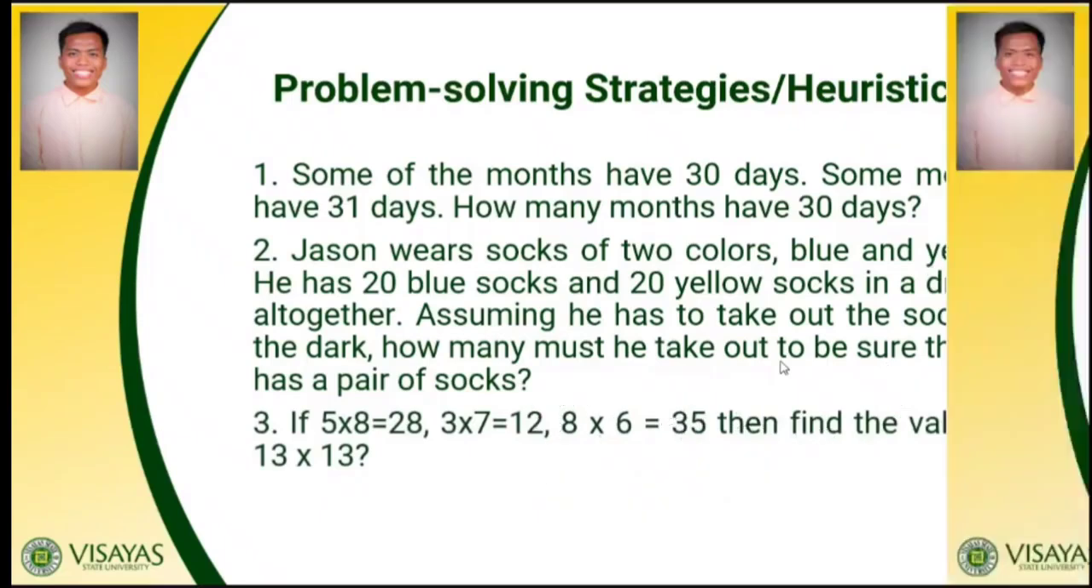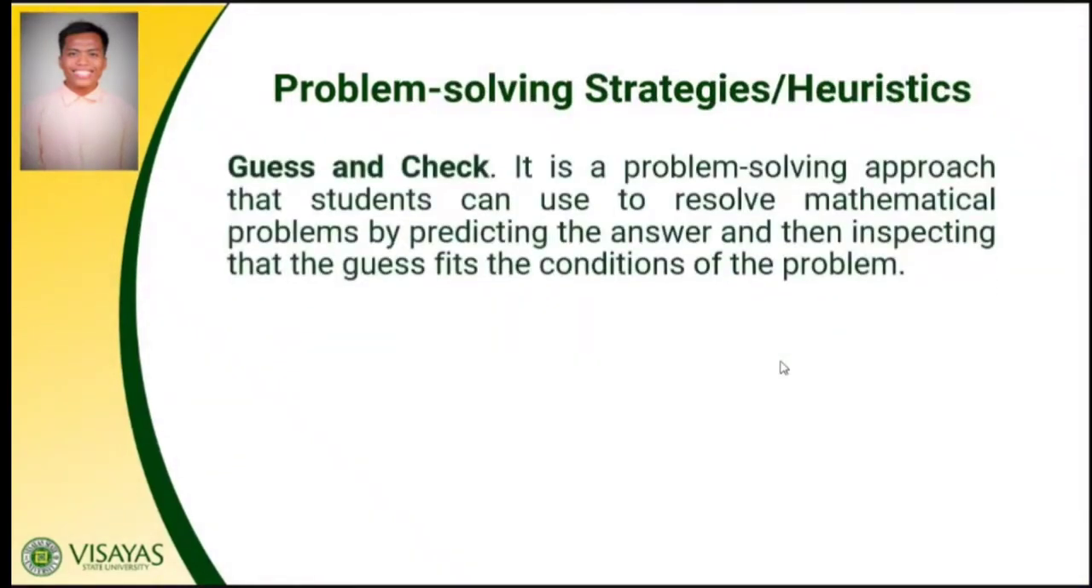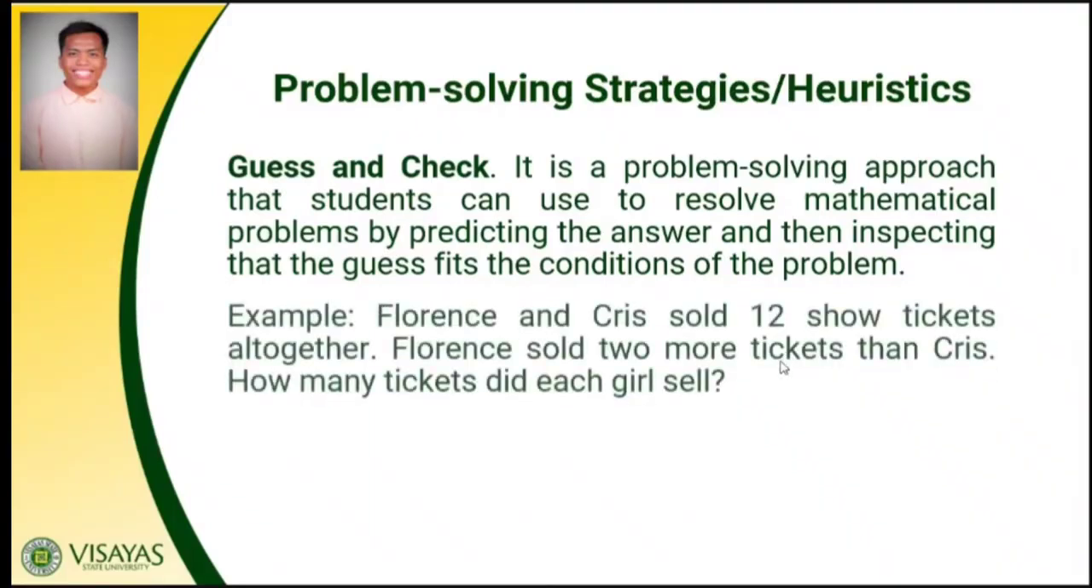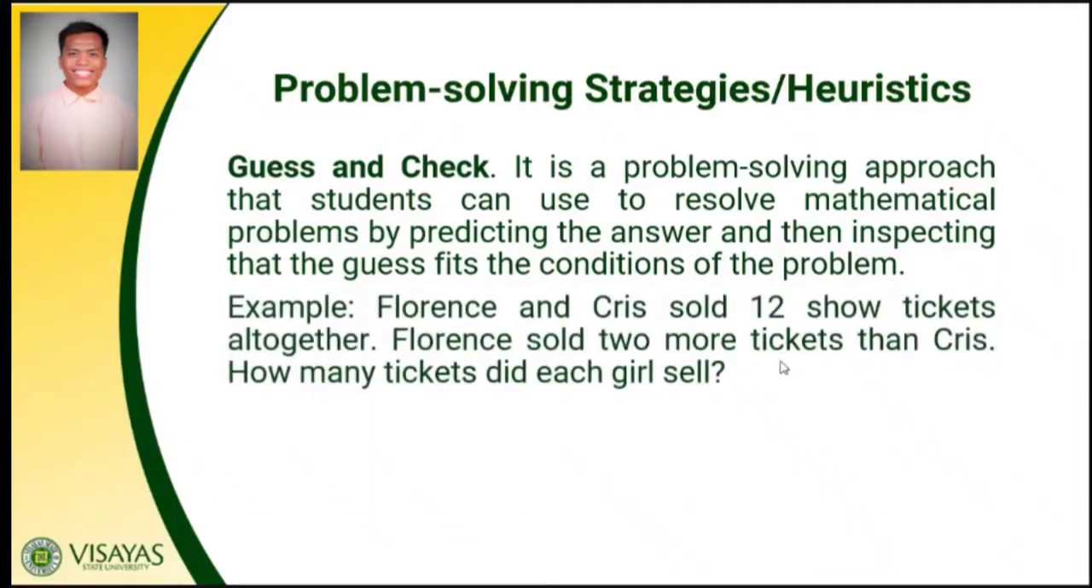The third one now is guess and check. This is a problem-solving approach that students can use to resolve mathematical problems by predicting the answer and then inspecting that the guess fits the conditions of the problem. Example: Florence and Chris sold 12 show tickets altogether. Florence sold 2 more tickets than Chris. How many tickets did each girl sell?